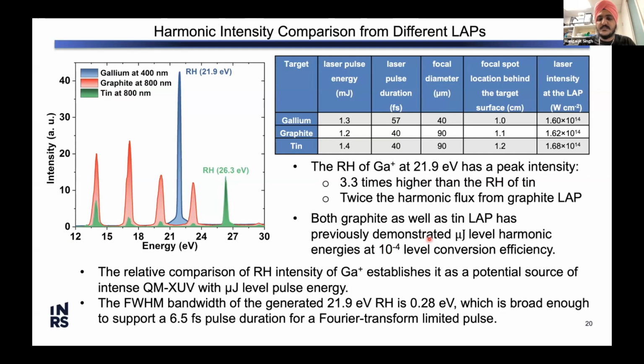So in these experiments, we did not measure the XUV flux of the resonant harmonic. We plan to do these experiments in the future, but the relative comparison with other targets shows a very good promise that the resonant harmonic of gallium can generate multi-microjoule XUV pulse energies. And the resonant harmonic of gallium has a bandwidth of about 0.28 electron volts, which under Fourier transform limited conditions can provide about 6.5 femtoseconds of pulse duration.